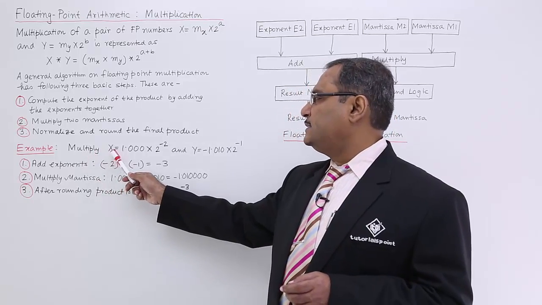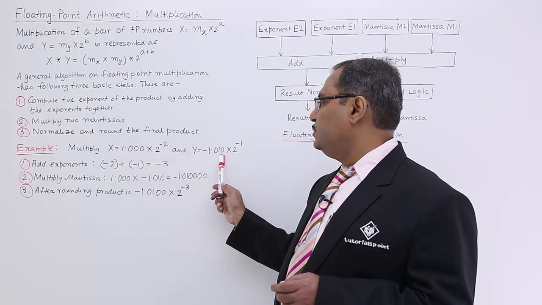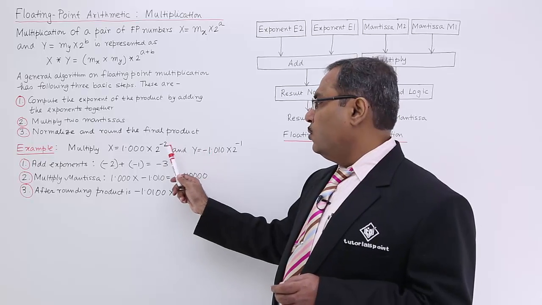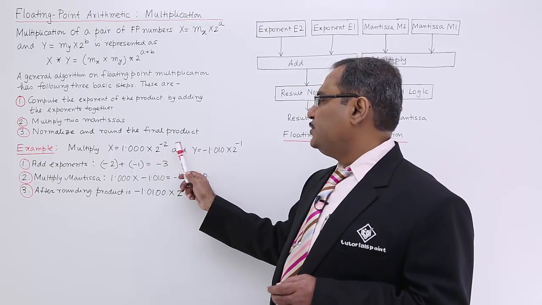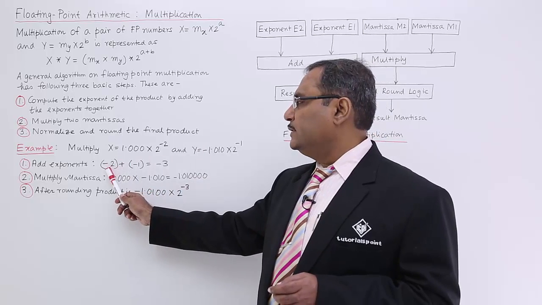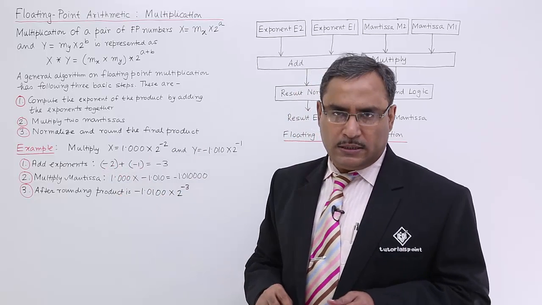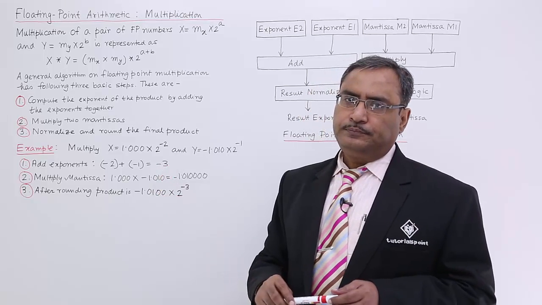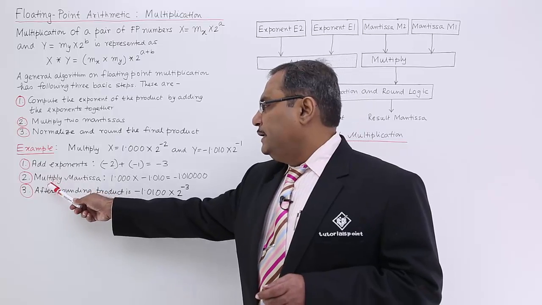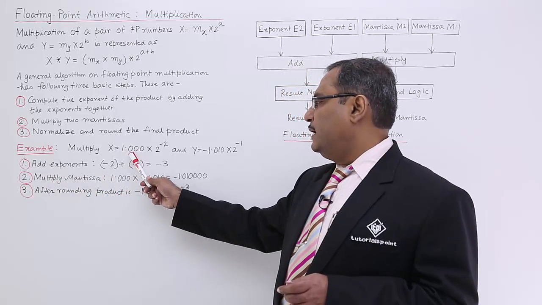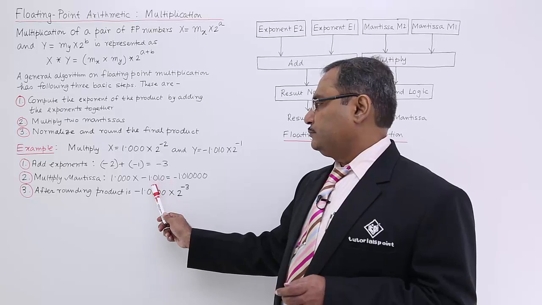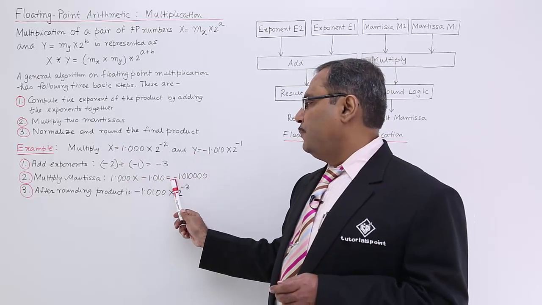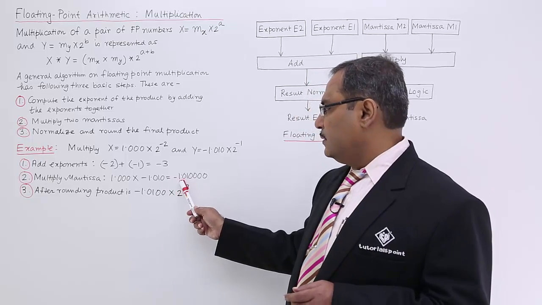So multiply x is equal to this and y is equal to this. This is a positive number, this is a negative number. Now when I'm going to multiply, at first I should add my exponents. So minus 2 plus minus 1, they are going to be added. So the resultant exponent will be minus 3. Multiply matrices. Now you are multiplying this one and this one. Here I am getting minus, here I am getting plus. So the product will have minus, and that is the result.